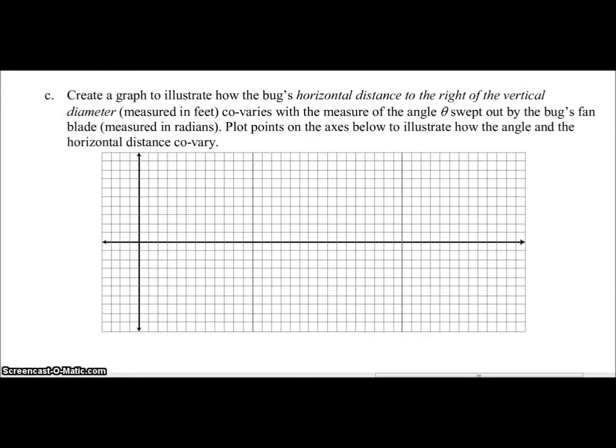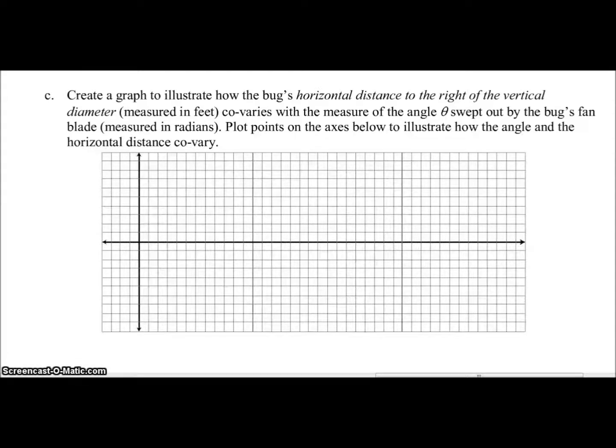Create a graph to illustrate how the bug's horizontal distance to the right of the vertical diameter. Notice it says to the right. That means we're positive if we're to the right and negative if we're to the left. How that distance co-varies with the measure of the angle theta swept out by the fan blade measured in radians.